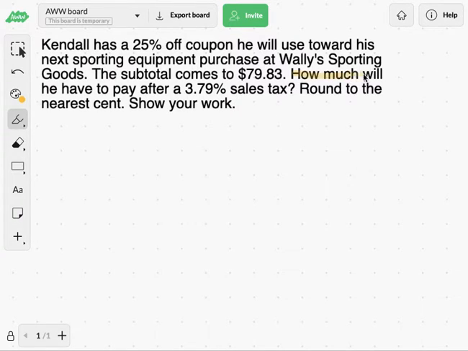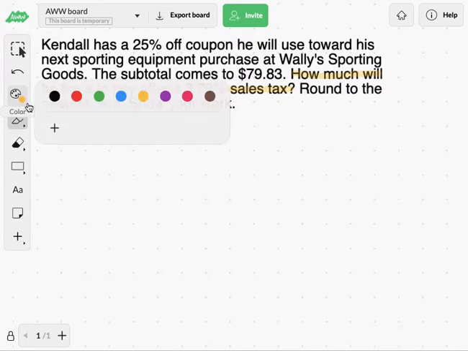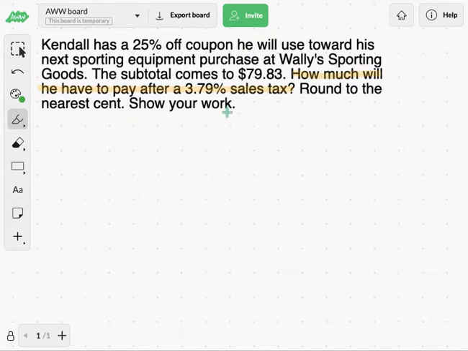All right, so how much will he have to pay after a 3.79% sales tax? As you know, there's no way that you can add 3.79% without knowing what it's of. It has to be of something, so we have to start there. Let's change colors a little bit. We know that the subtotal comes to 79.83, but we can't take the tax off of that because we don't know what the discounted price is. In this case, we have to change the price first by removing 25%.